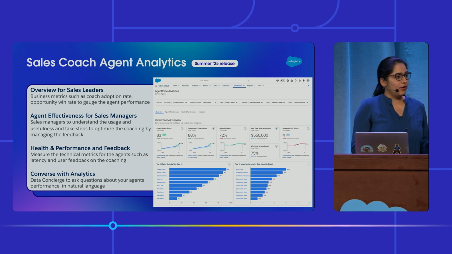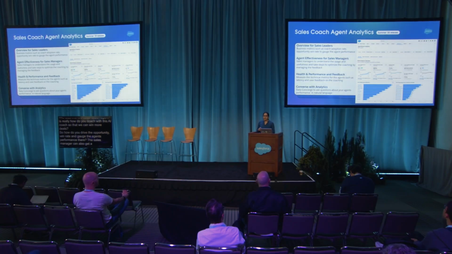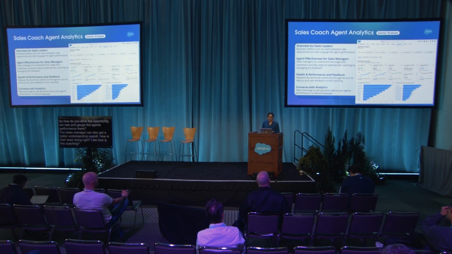The sales manager can also get a better understanding overall how is their team doing, right? Like how is this AI coaching helping with that? So they can start taking a look at how many of their sales reps are using the coach and winning deals with this. The SDR agent, so sales dev SDR.